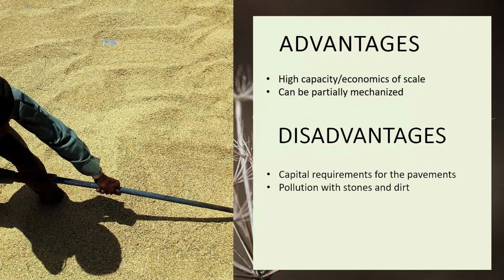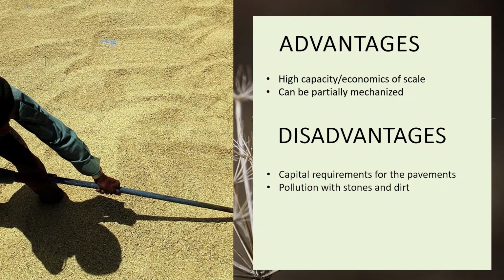But the disadvantages are also there, like the capital requirement for the pavements. We need to construct it, and we have to invest some money for the construction of these pavements, and pollution with stone and dirt. That is, if we dry our crop or food on this pavement, then there is a chance of contamination of your food products with stones and dirt.